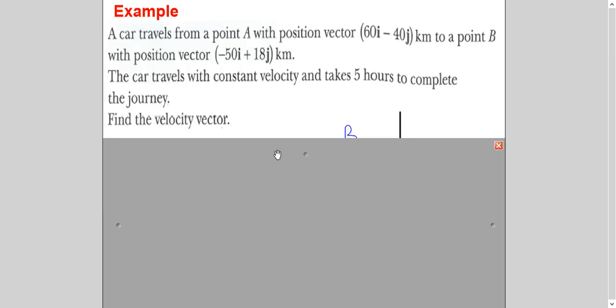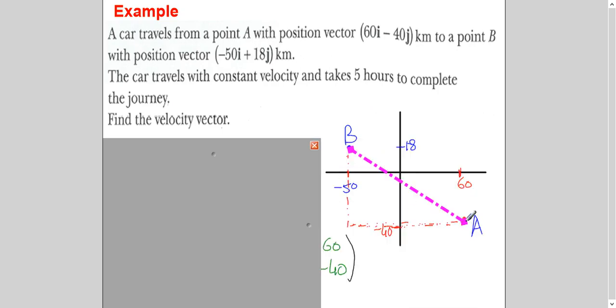Let's see the last example. A car traveled from point A with this position to point B with this position. Okay, so the positions of point A and B are given to you here. This is point A and this is point B. 60, minus 40, a rough sketch. This is minus 50 and 18. So minus 50 and 18. So this is A and this is B, and the car is going in this direction, A to B.